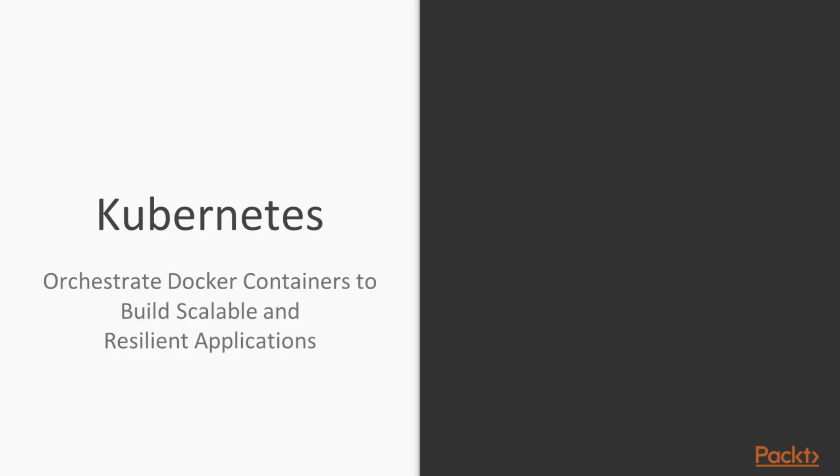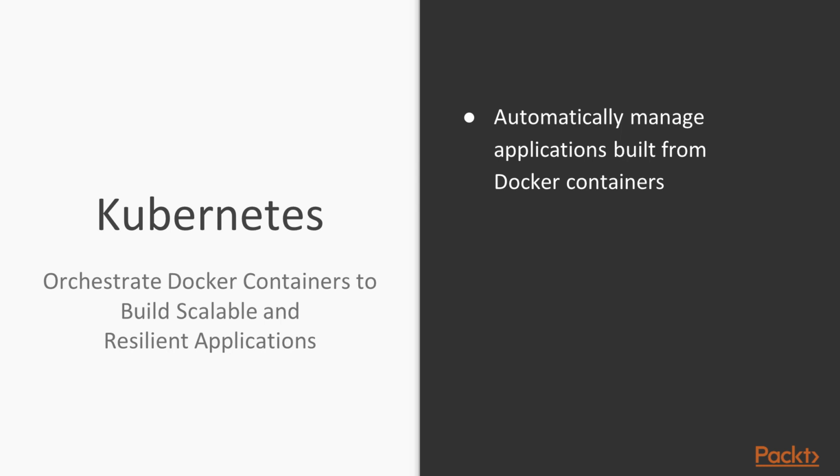Kubernetes allows us to orchestrate Docker containers to build scalable and resilient applications. If you remember in the last section, we looked at how our application is built into a Docker image by Jenkins X using Skaffold. But once we have that Docker image, it just contains our application and all of its dependencies. It's ready to run, but we need a place to run it. And Kubernetes provides that. Kubernetes can automatically manage applications that are run from Docker images. They're run in the form of Docker containers.